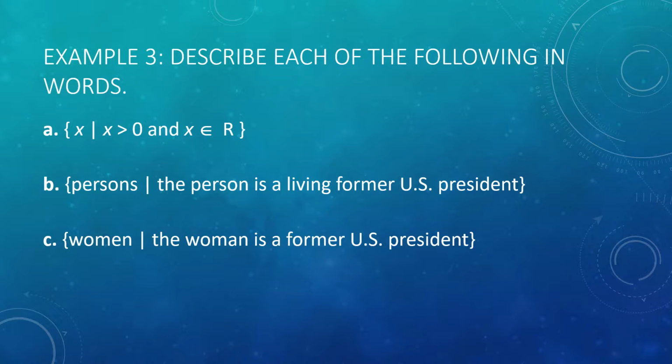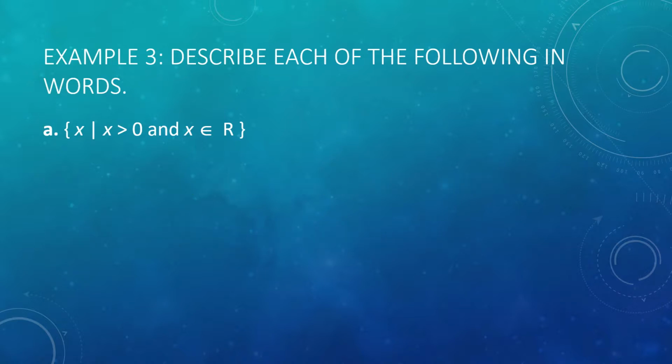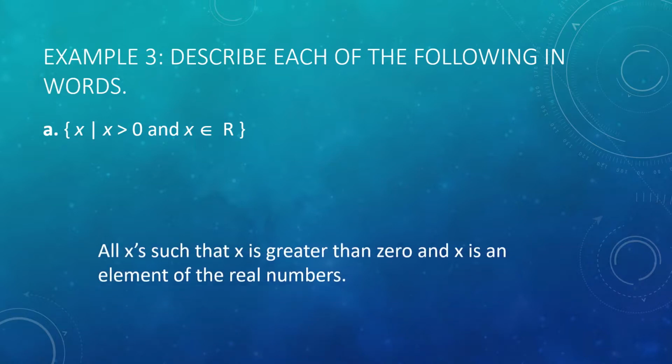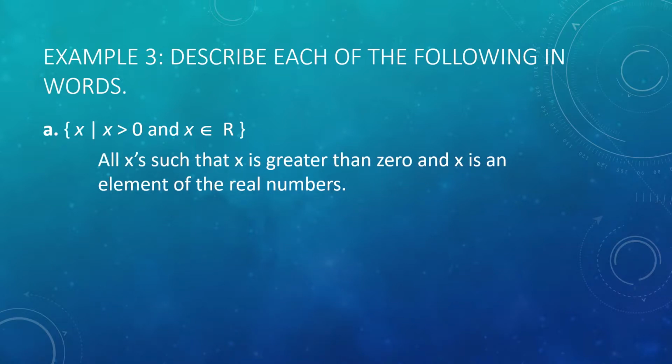So here we have another example, and it just wants us to describe the set. Here we have our first set. It says this is all of the x's such that x is greater than 0 and x is an element of the real numbers.